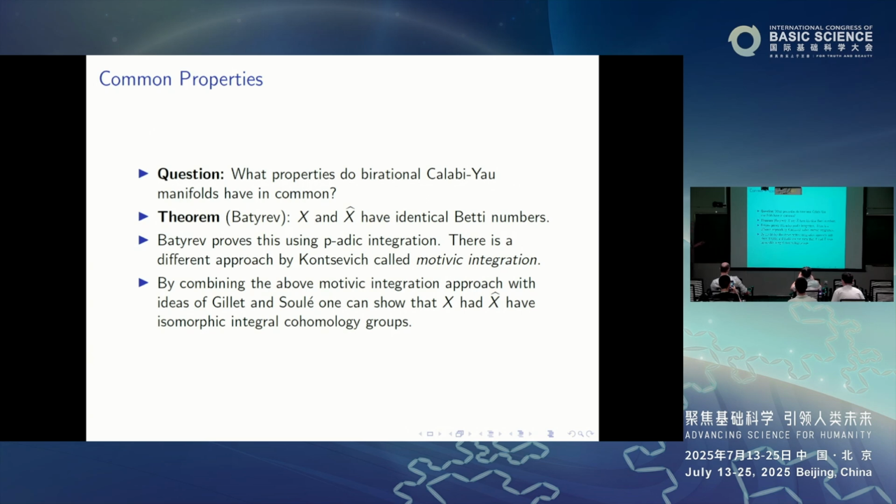There are other things you could ask. Many people have answered other questions. For instance, another question is: do they have the same derived categories and things like this? This is a different story, which I won't explain here. It's for someone else to talk about. I'll just be interested in the topology, just the cohomology.